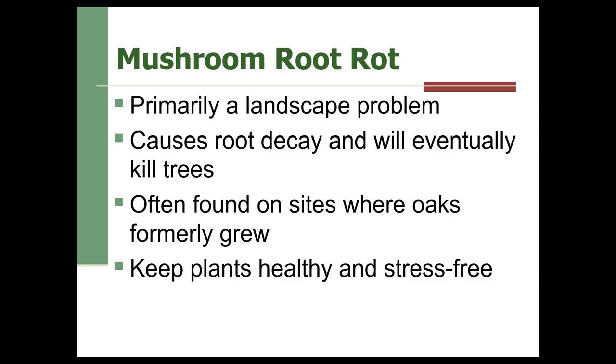This is primarily a landscape problem, as you might expect. It causes root decay and will eventually kill a tree. It's often found on sites where oaks formerly grew, because oaks are particularly susceptible or associated with this particular root rot fungus. And again, you cannot treat the plant once it becomes infected, and the only way to stop the problem is to prevent the mushroom root rot from becoming established by keeping the plants healthy and relatively stress-free. So again, not something that you can really deal with once you have it. You have to try to avoid getting it in the first place.